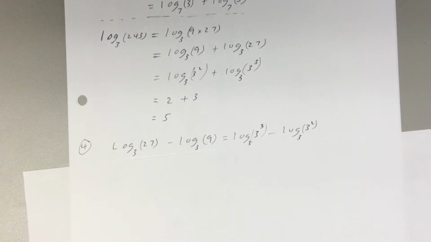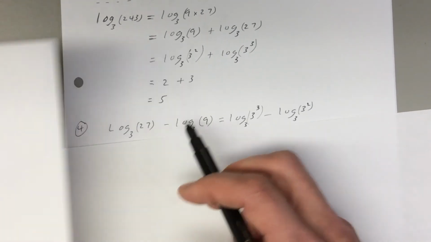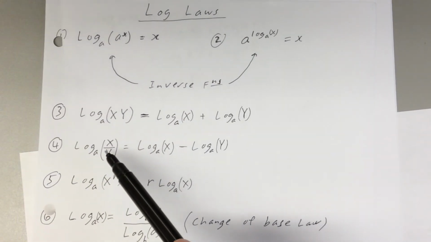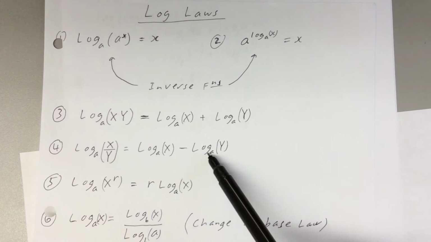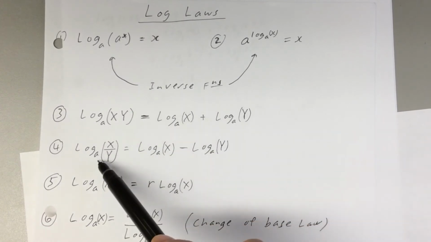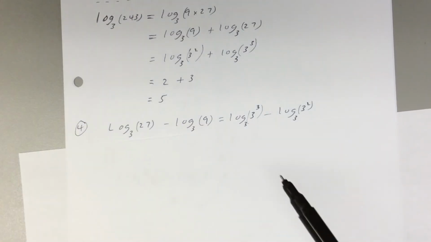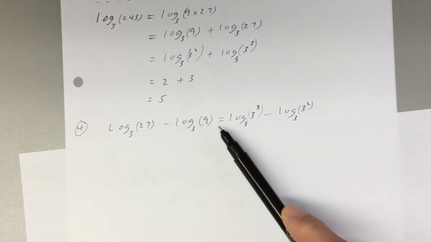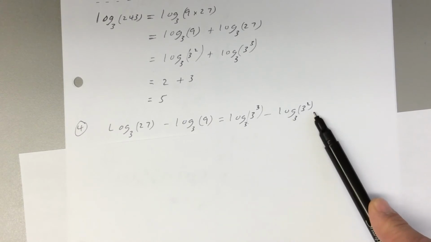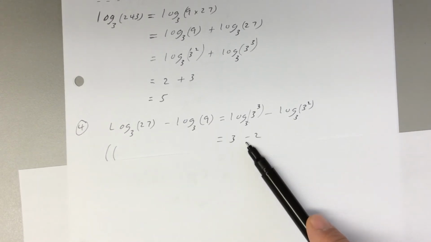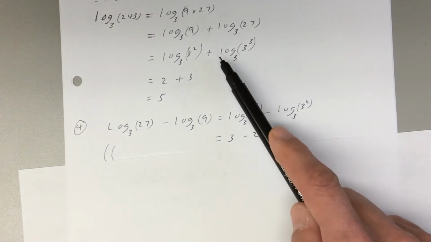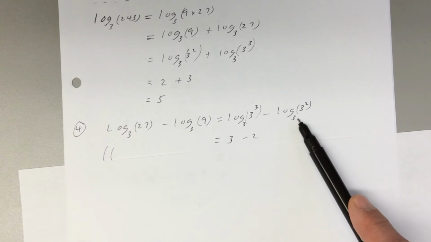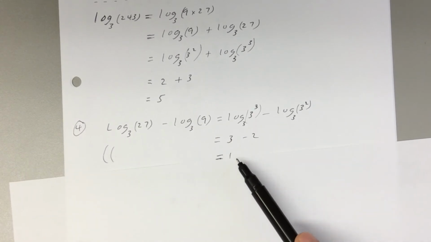Okay. Now, here's the subtraction one, and with the subtraction one, we get to division. Okay, so we've got log base a of x over y equals this, or we could have this equals this. You can go backwards. Okay, so log base 3 of 27 minus log base 3 of 9. Okay, you can write it like this. And we know that it equals 3 minus 2 because of what we just did up here. Okay, so log base 3 of 3 to the 3 is 3, and this is 2.